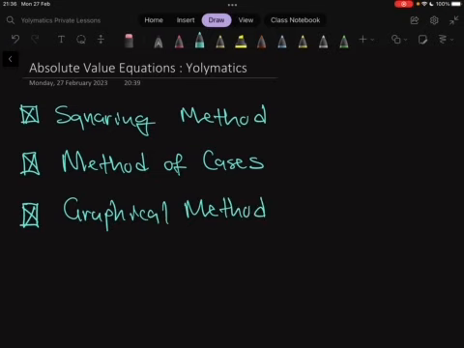You see, so we have all these various ways which can be used to solve these different types of equation. So what we are going to see mostly in this lesson is I'm going to demonstrate how to solve these types of equation using the squaring method and also the method of cases. The graphical technique, I will just do in another lesson separately from these, you see. So yeah, that's what we are going to learn in this lesson.